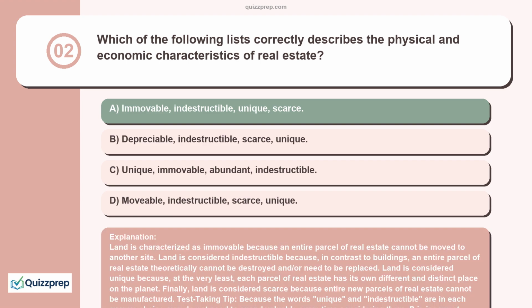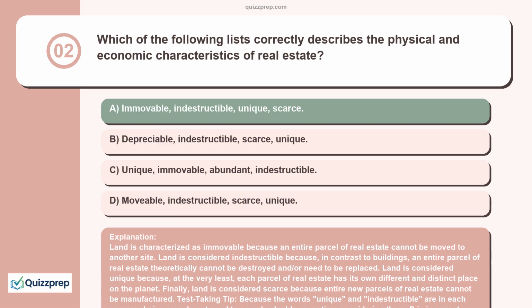Land is characterized as immovable because an entire parcel of real estate cannot be moved to another site. Land is considered indestructible because, in contrast to buildings, an entire parcel of real estate theoretically cannot be destroyed or need to be replaced. Land is considered unique because, at the very least, each parcel of real estate has its own different and distinct place on the planet. Finally, land is considered scarce because entire new parcels of real estate cannot be manufactured.